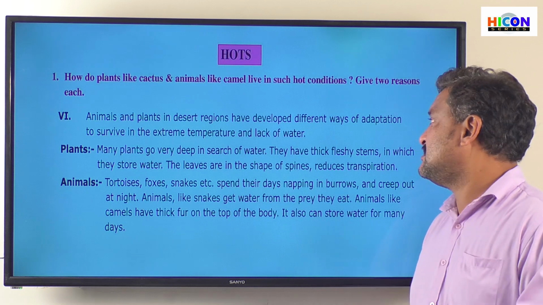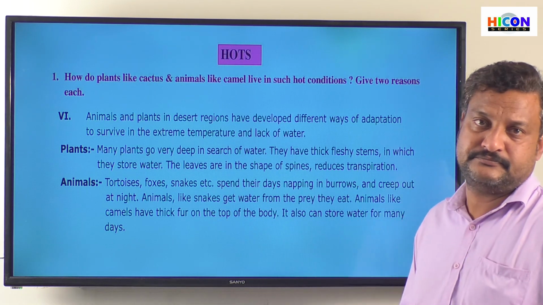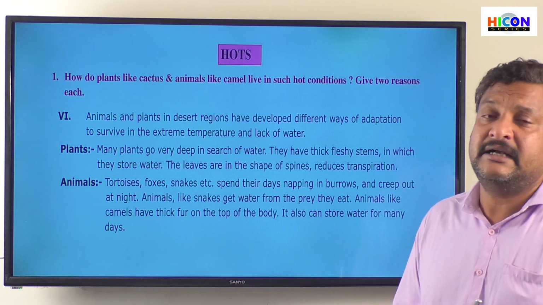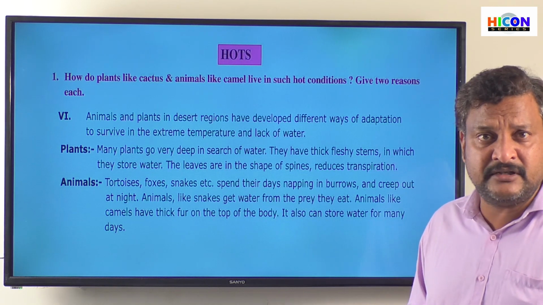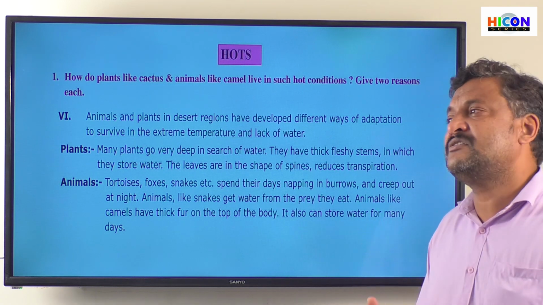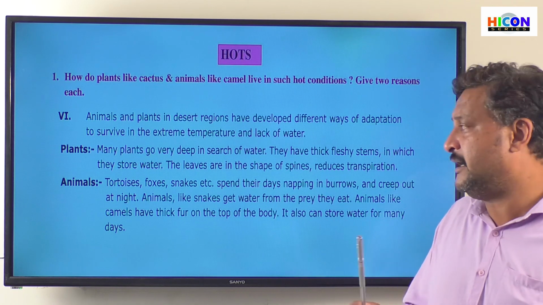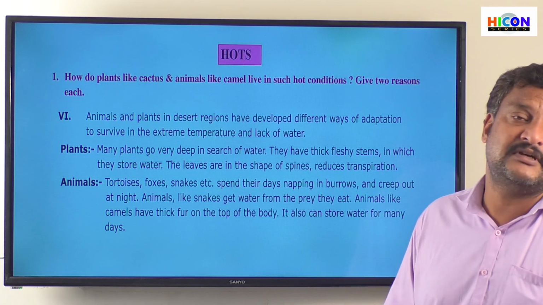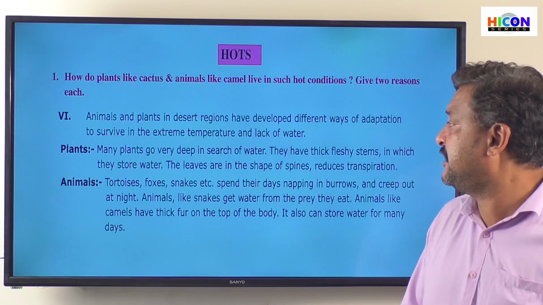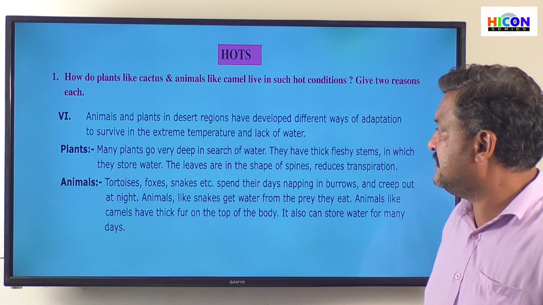So these animals have developed different types of adaptation. Adaptation means what? Some changes in themselves which is not seen with other plants and animals. And that is how they are able to survive in the extreme climatic conditions of a desert. So how do the plants adapt themselves?